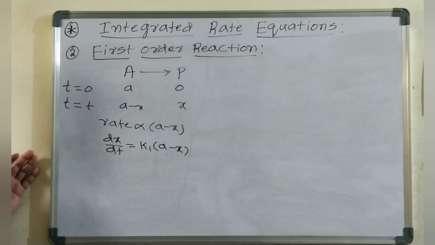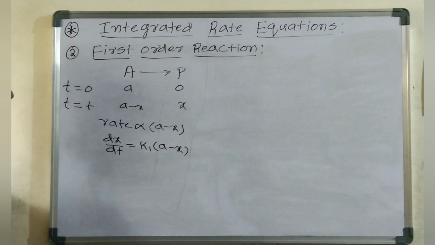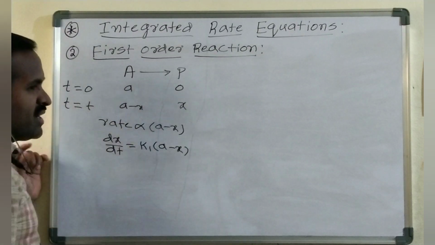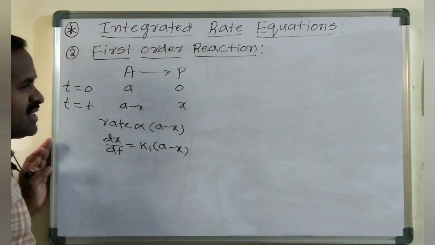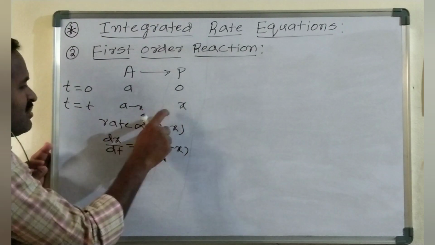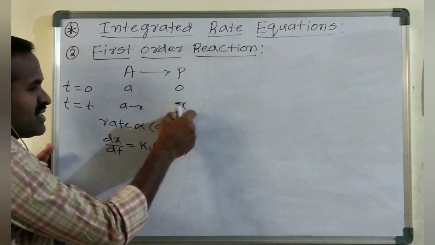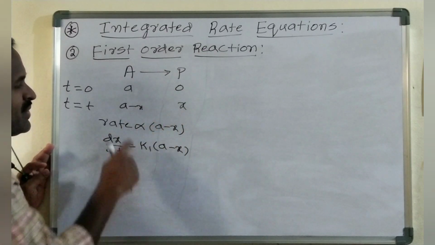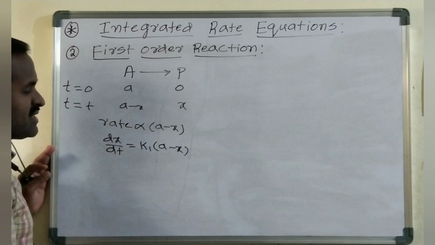Consider a first order reaction, that is A giving rise to the product. Its initial concentration is a, and the product concentration is 0. At a particular time, the change in the concentration of reactant is x and the product also x. So the leftover is a minus x.